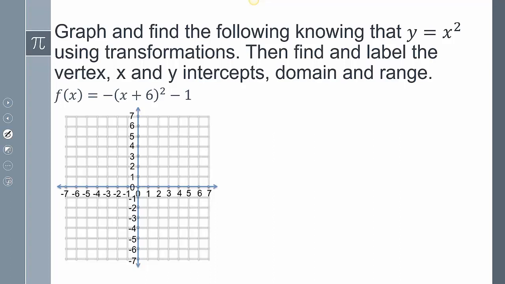So instead of focusing all that time on finding all the little pieces of information for this one, we're just going to focus on graphing it. So just know that it's going to shift over 6 in the negative direction. It's going to move down 1. So 1, 2, 3, 4, 5, 6, and move down 1. And if you plug in values, it'll look something like this. Because of the reflection over the x-axis, my parabola is facing down.